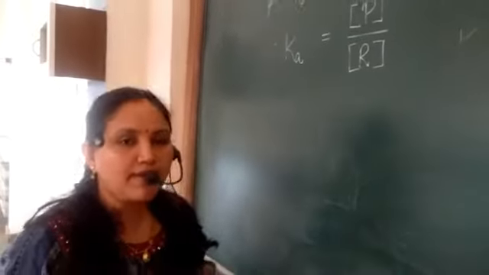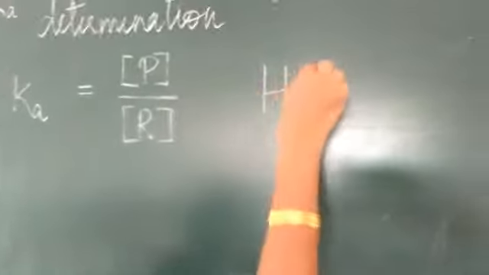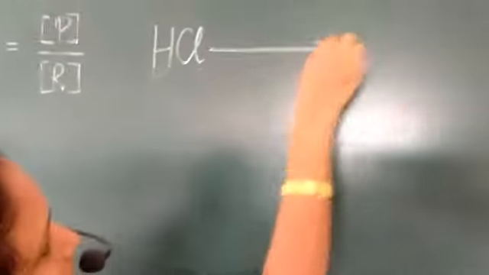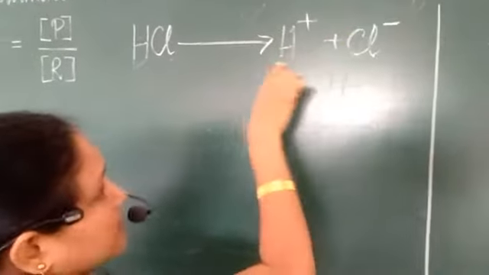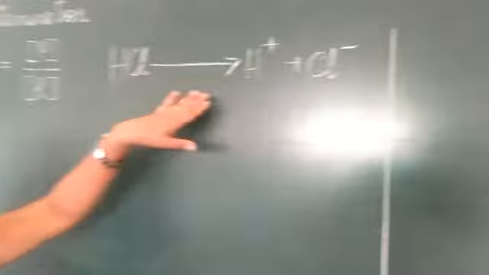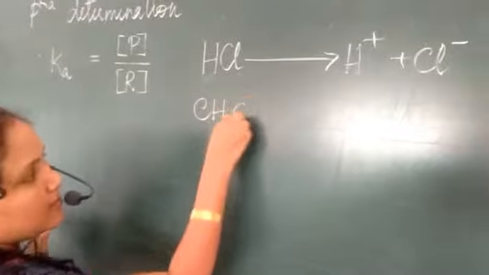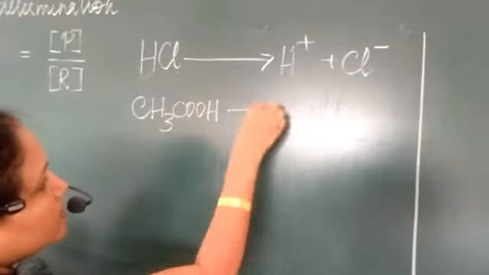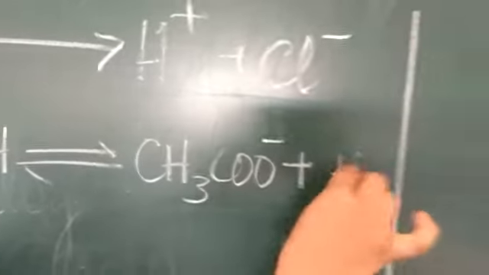For example, if you take a strong acid like hydrochloric acid, it dissociates to give H plus ion and Cl minus ion, and it is 100% complete dissociation, therefore it is a strong acid. A weak acid is one like, for example, acetic acid. I am taking the example of acetic acid. It dissociates to give CH3COO minus ions plus H plus ions.